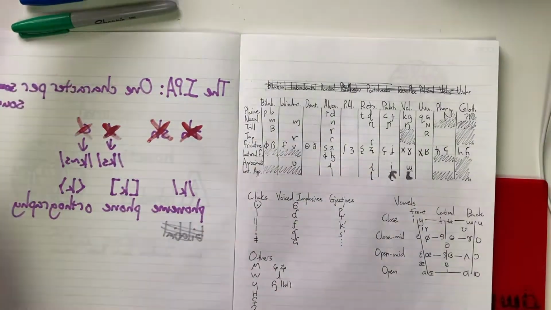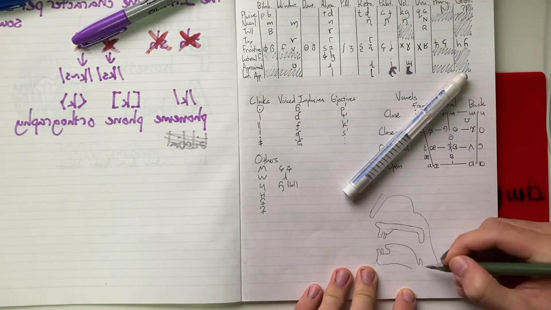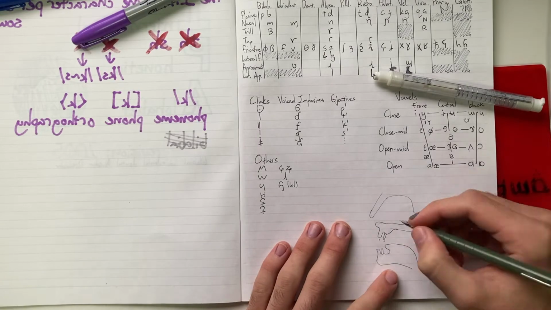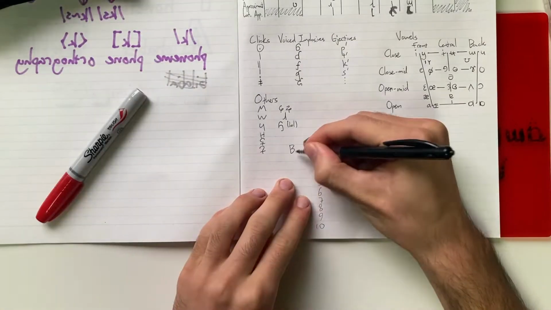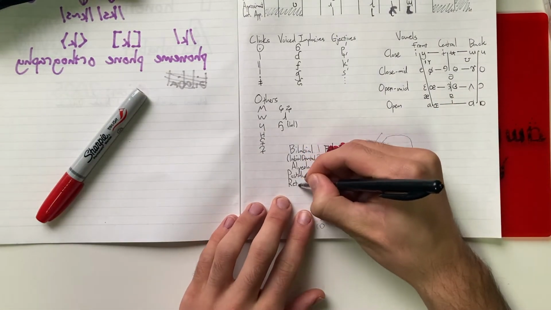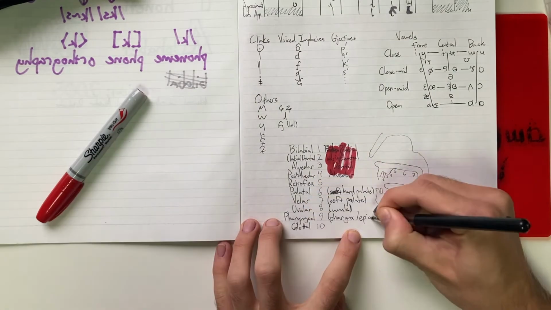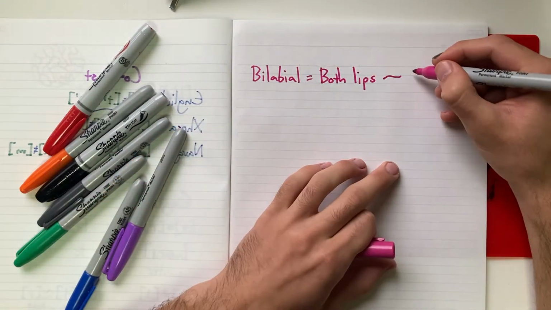Alright, back to the IPA chart. Let's just start with the different places of articulation, and I'll cover manners of articulation in a different video. This is a mouth, as seen from the side. The 11 main places of articulation are, from back to front, bilabial, labiodental, dental, alveolar, postalveolar, retroflex, palatal, velar, uvular, pharyngeal, and glottal. Bilabial sounds are pronounced bilabially, with both lips.